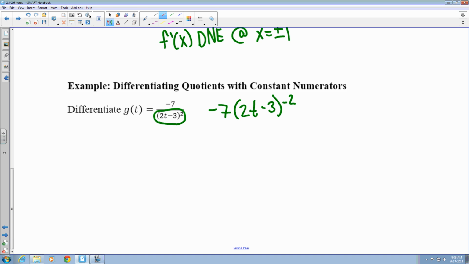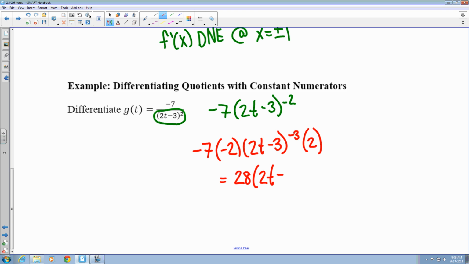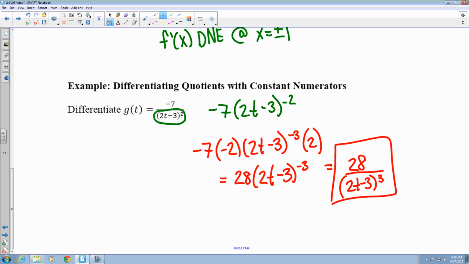Much easier. So the negative 7 stays out, and on the outside, we're going to bring down the exponent, lower the exponent to negative 3, times the derivative of the inside, which is 2. And then we have 3 constants now, which we can combine, which turns into 28 times 2t minus 3 to the negative 3, or 28 over 2t minus 3 cubed. Now you could certainly find this by doing the quotient rule, but this was a much easier alternative.